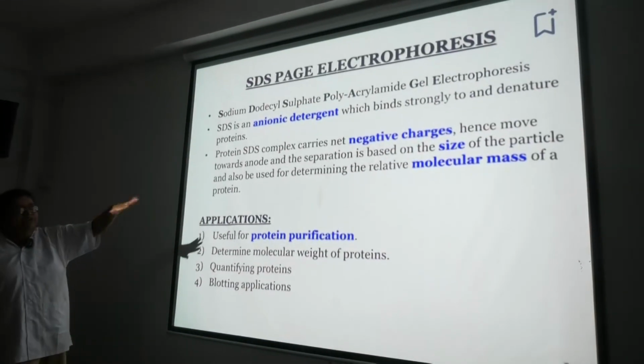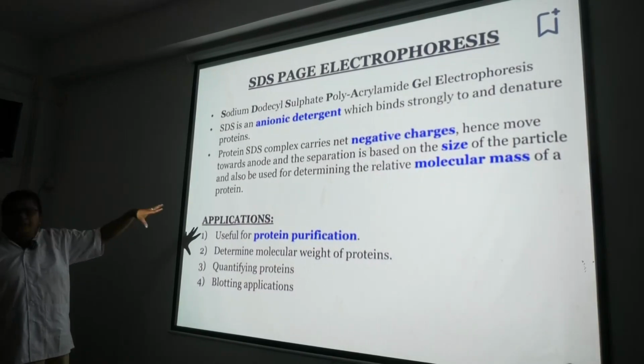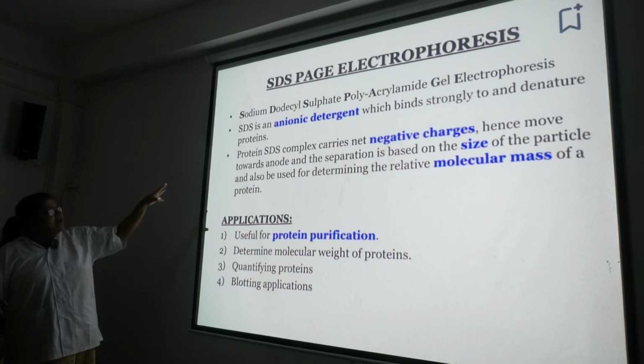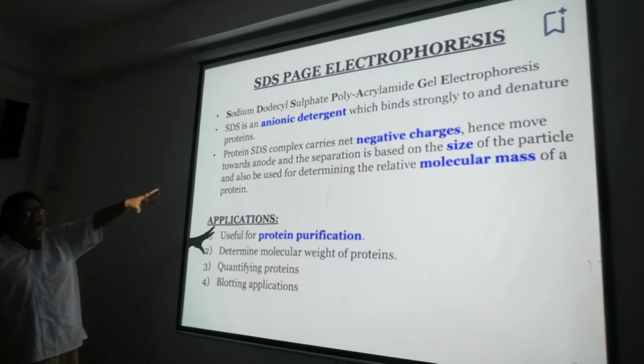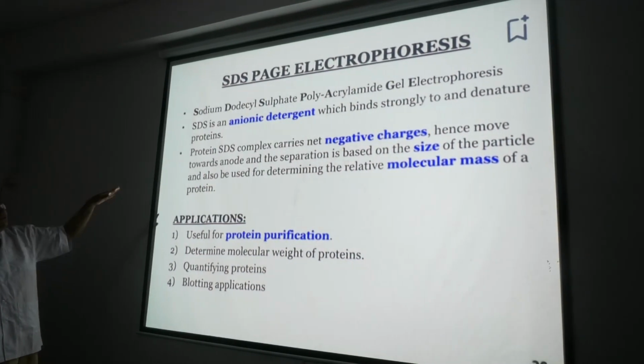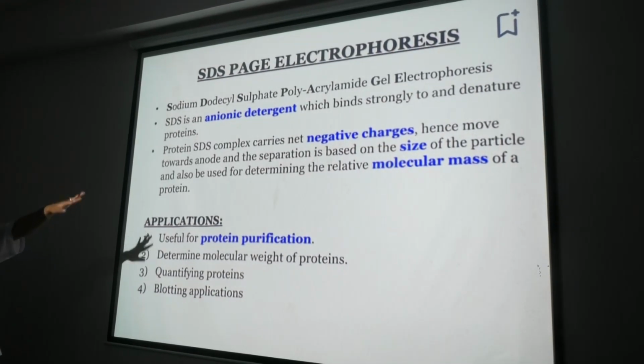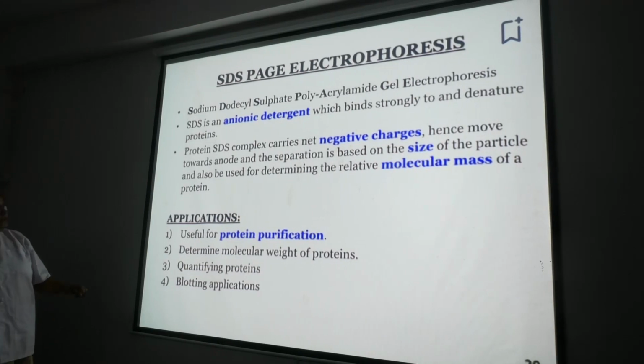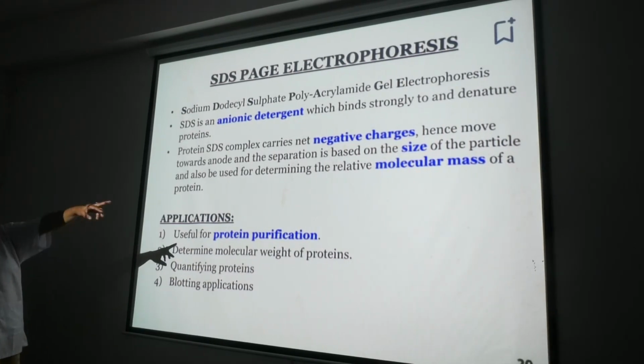Electrical charge is neutralized. All the protein compounds are negatively charged due to the SDS after forming the protein-SDS complex, which carries negative charge. Now they move towards the anode, and separation is based on the size of the particle. Okay, and it determines the relative molecular mass.